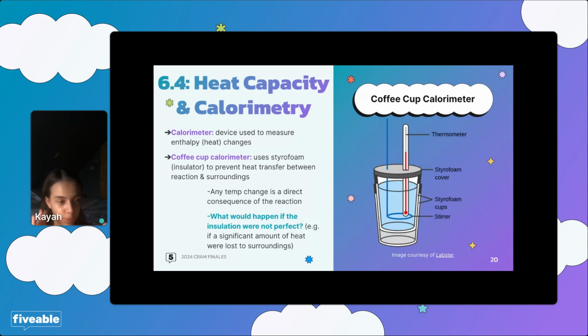Sometimes they may ask you lab-related questions, like what is an issue if the cup was unsecured? What will happen to the temperature, right? So this is something to remember. If the system is not perfectly closed, not perfectly insulated, it may allow heat to escape or heat to enter, depending on the circumstances.